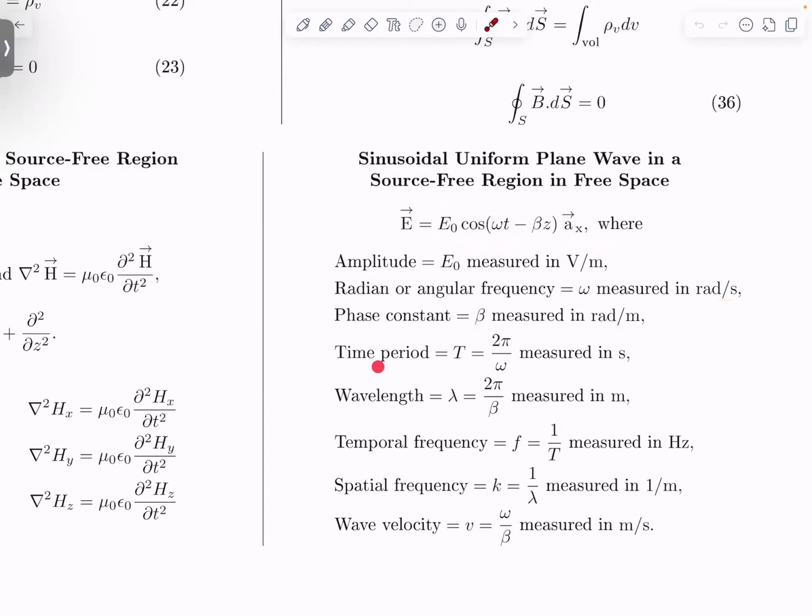The unit for alpha, the attenuation constant, is Nepers per meter, Np/m. And the phase constant, that's from before, its unit is radians per meter.